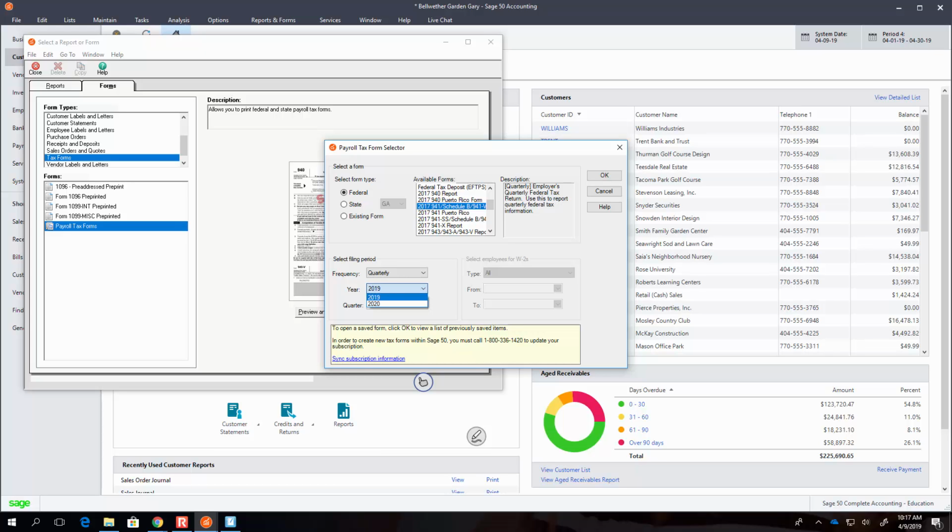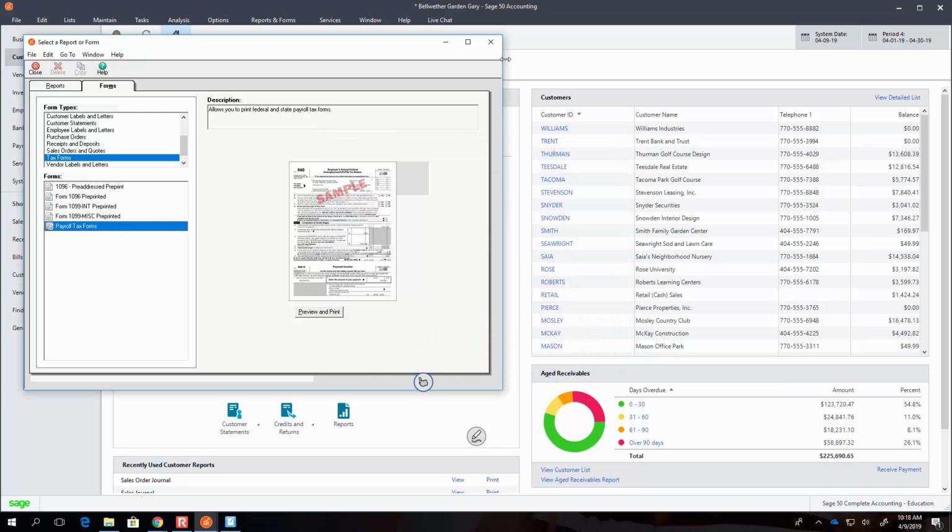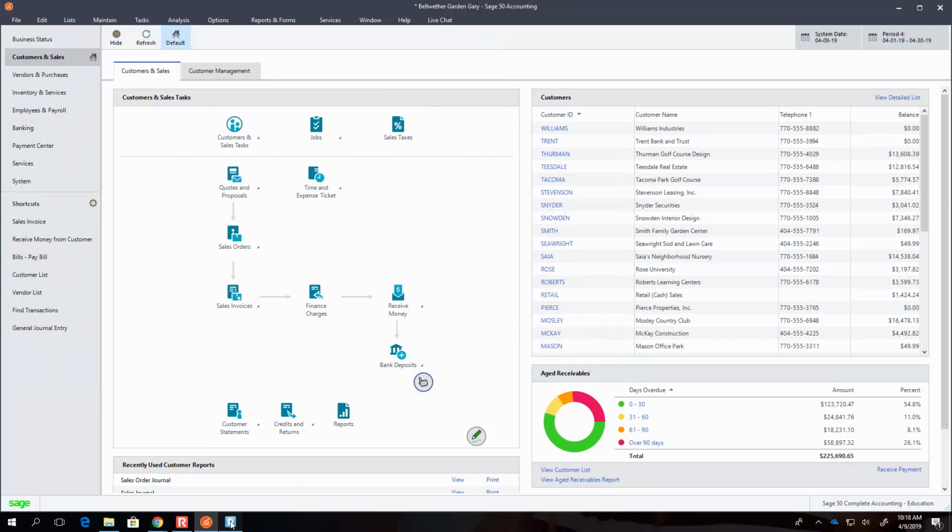So, everybody know where to go? If you have a question, come next week or whenever, just let me know. It's very easy to get to these tax forms. All right, I'm going to cancel this. So, going back to my notes then.